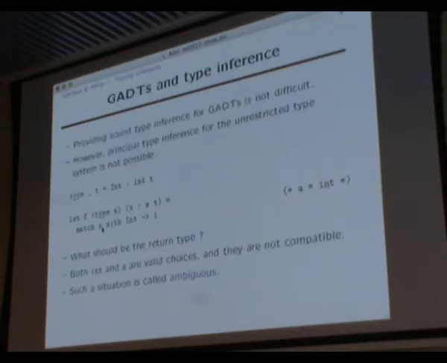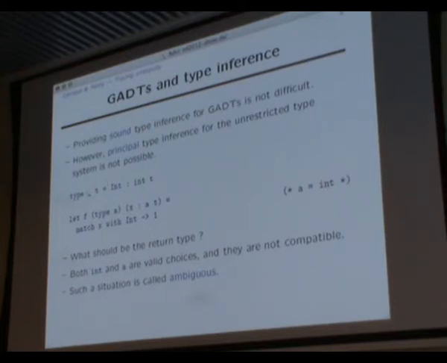Okay. So GADTs and type inference. First aspect: providing sound type inference for GADTs is not particularly difficult. I think everybody knows how to do that. What is difficult is providing principal type inference for the unrestricted type system, where you are allowed to use all equations anywhere they are available. This is just not possible, because you get this kind of ambiguous case.